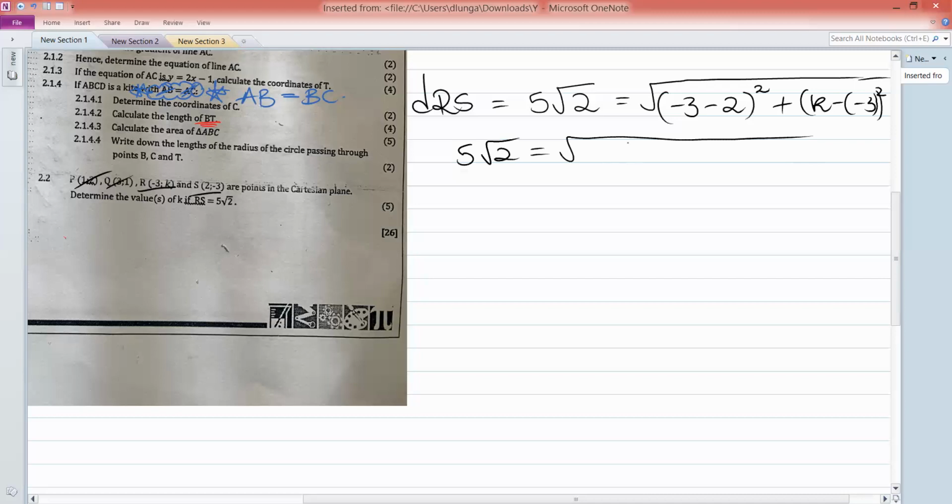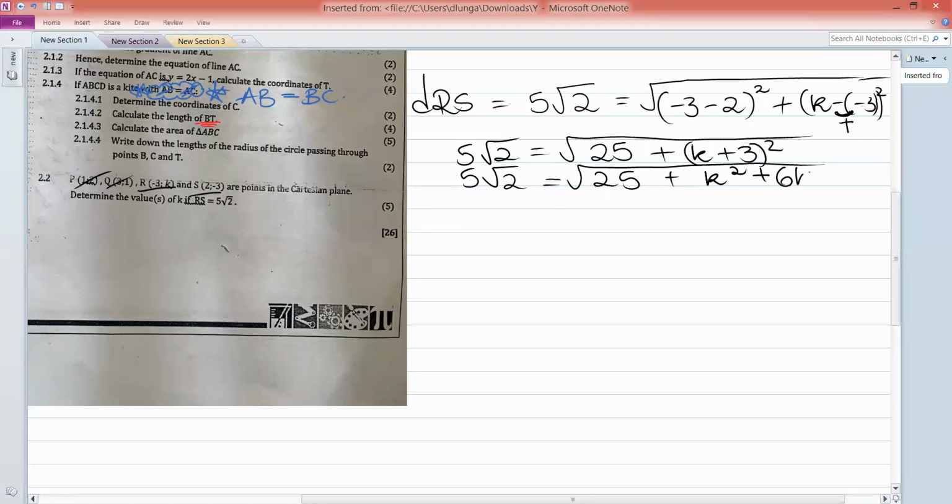So -5 squared, you will have 25 at that point. Now, a negative and negative at this point, remember those two will become positive. So you have (K plus 3) in brackets squared at this point. So we now want to expand that. You keep your 25 there, and it ends up as K squared plus 6K plus 9.